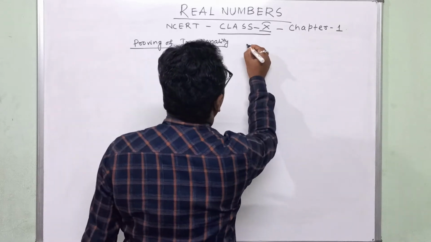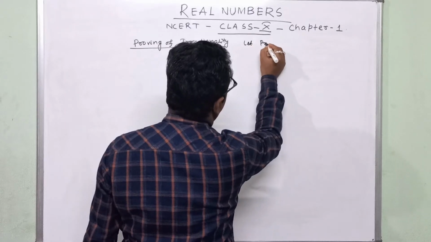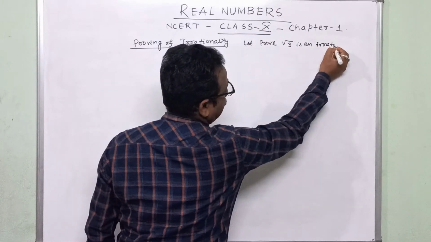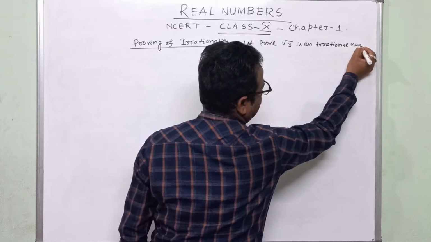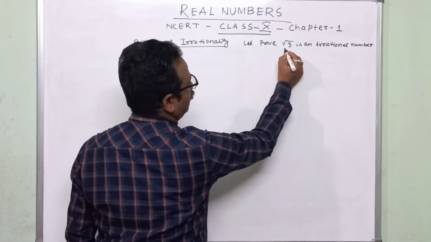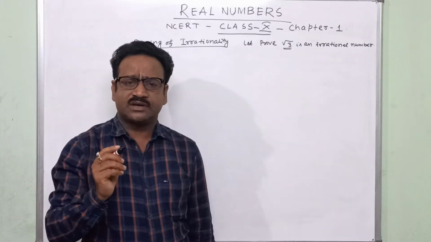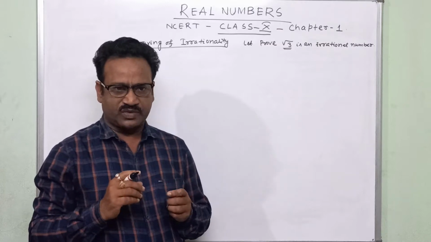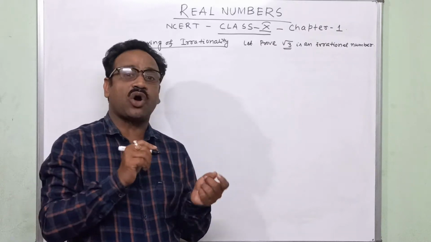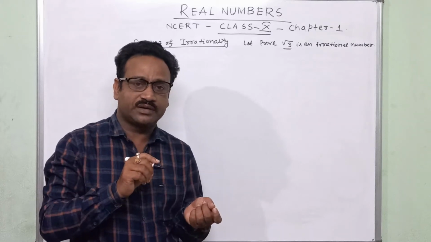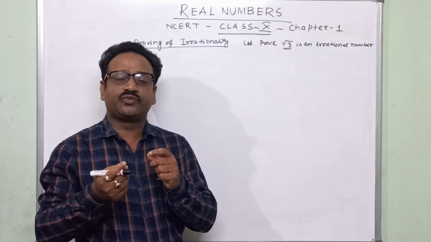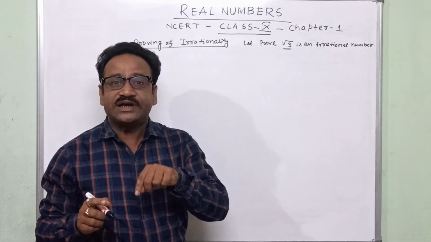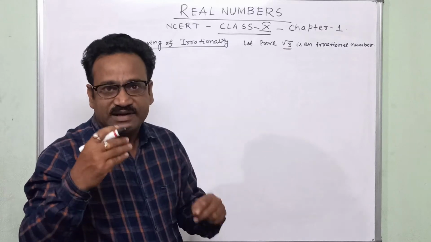So let us prove root 3 is an irrational number. Now this we will prove by the method of contradiction. Method of contradiction means we have to assume one thing which is wrong. Then we have to prove that we have taken the wrong thing, so our result is wrong. I will explain it one by one.